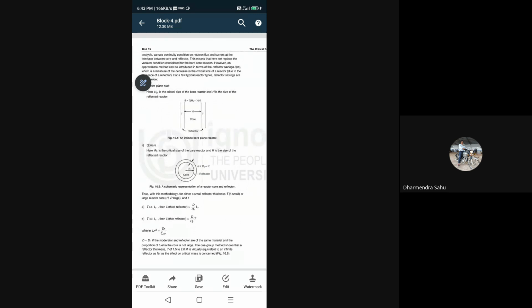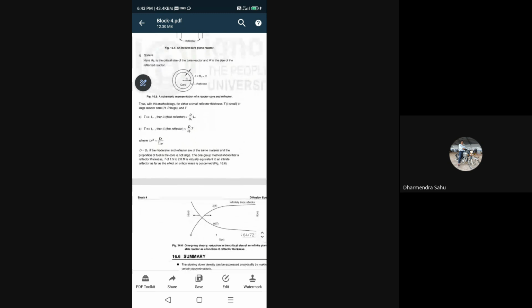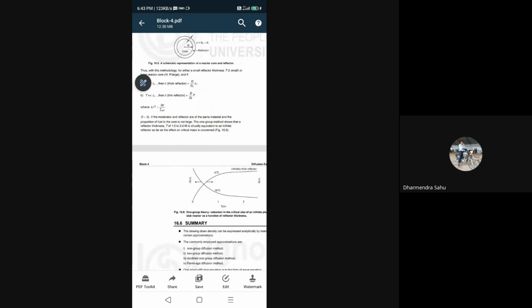So with this methodology, for either a small reflector thickness T where delta is small, or a large reactor core where H and R are large, for T very much greater than L_R, delta for thick reflector is equal to D by D_R times L_R. And for T very much smaller than L_R, delta for thin reflector is D by D_R times T, and your L_R square is equal to D_R by sigma_R. So your D is equal to D_R if the moderator and reflector are of the same material and the properties of fuel in the core are not large.